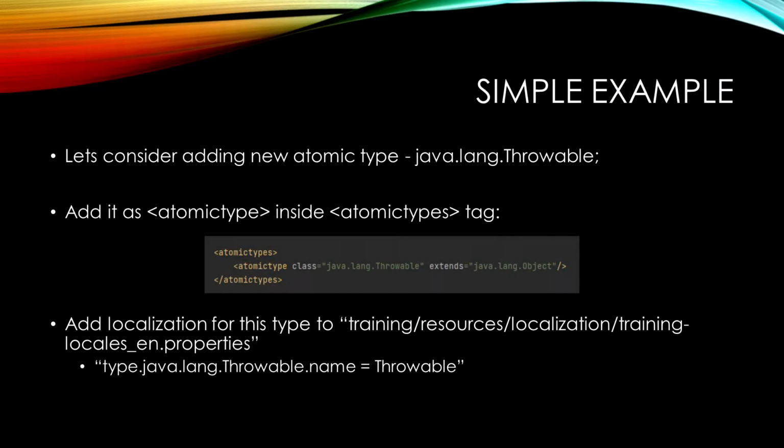Let's walk over a simple example of adding new atomic type, Java's throwable. I add it as atomic type in items.xml. Also, I need to take care of the localization, so I add the new line to the localization properties.